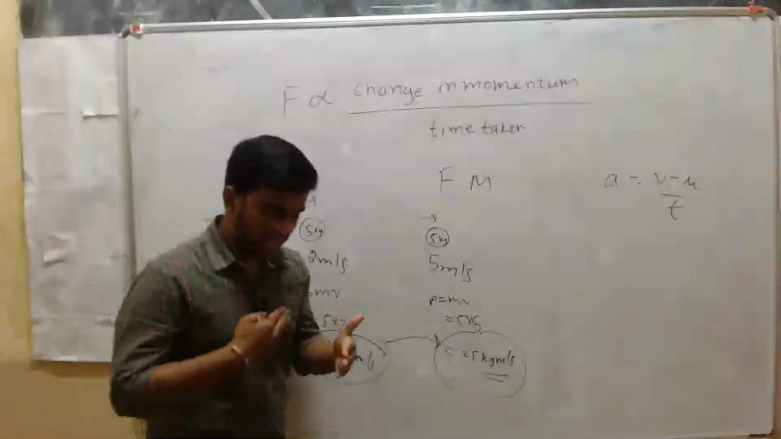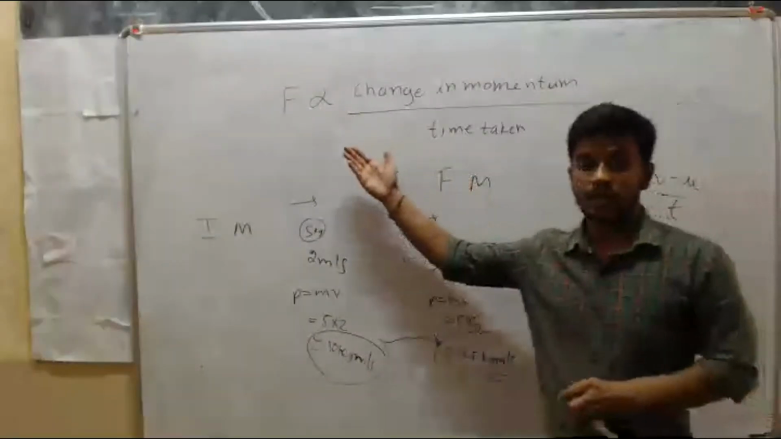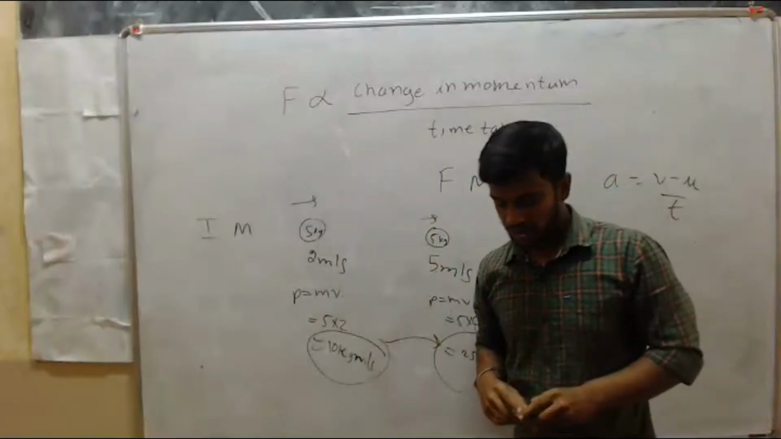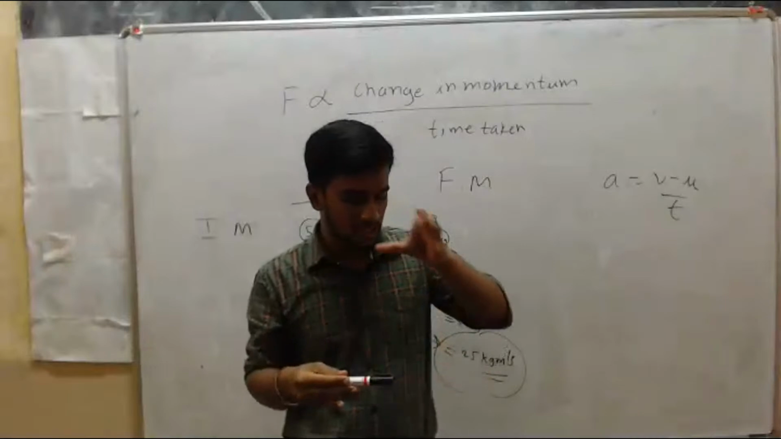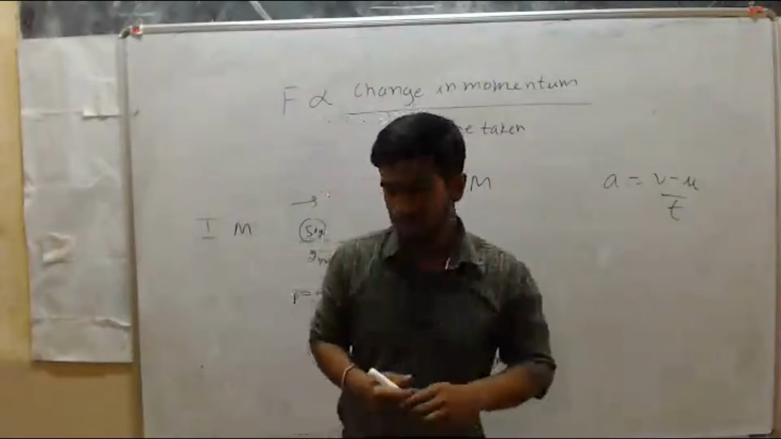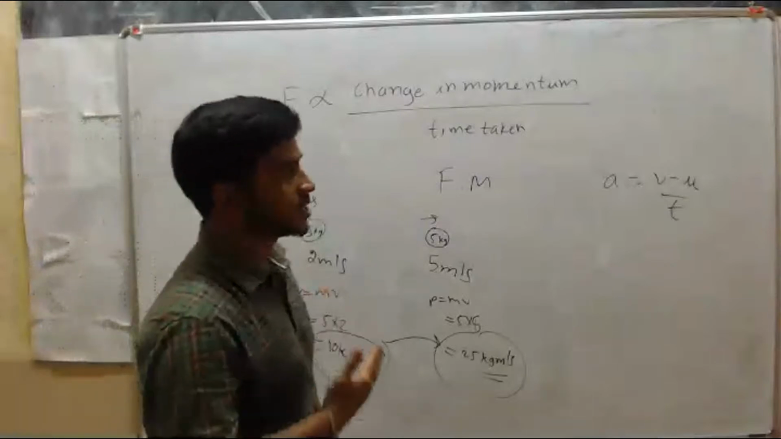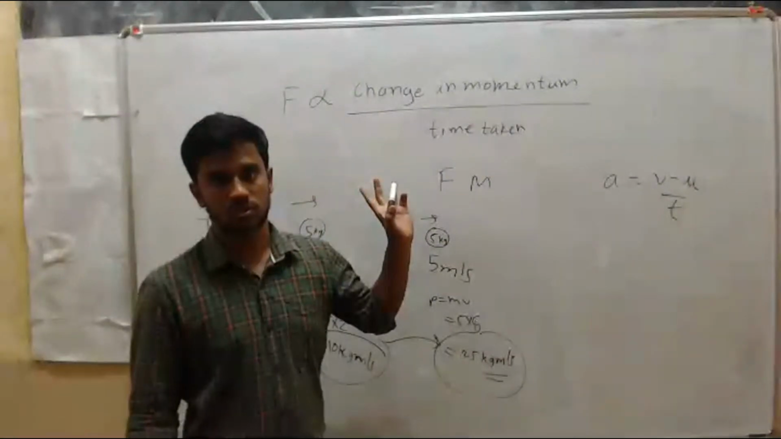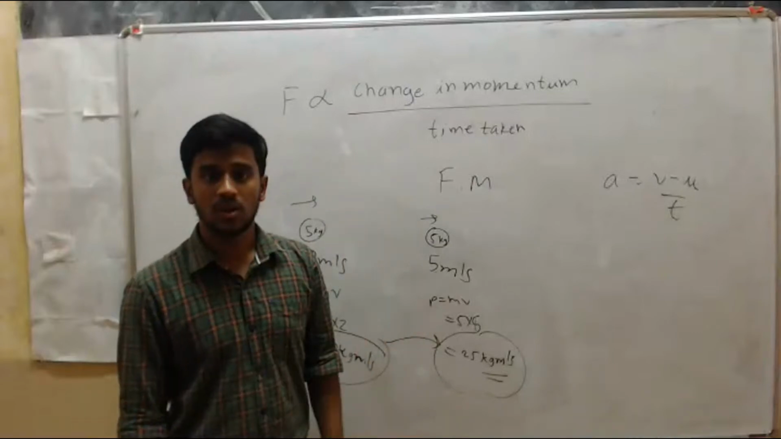So clear? The rate of change of momentum of a body is directly proportional to the applied force, and it takes place in the direction of the force. For example, I am applying a force in this direction, then its momentum changes in this direction only. So clear, right? The second law of motion says the rate of change of momentum is directly proportional to the applied force, and it takes place in the direction of the application of the force.